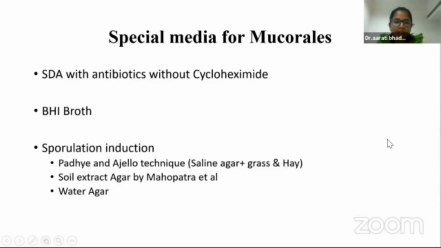Special media for Mucorales. For this we have to use SDA with antibiotics but without cycloheximide, because the Mucorales are inhibited by cycloheximide. We can also use BHI broth. Then for sporulation induction, we can use the Bhadade and Agelo technique, soil extract agar by Mahapatra, and water agar.